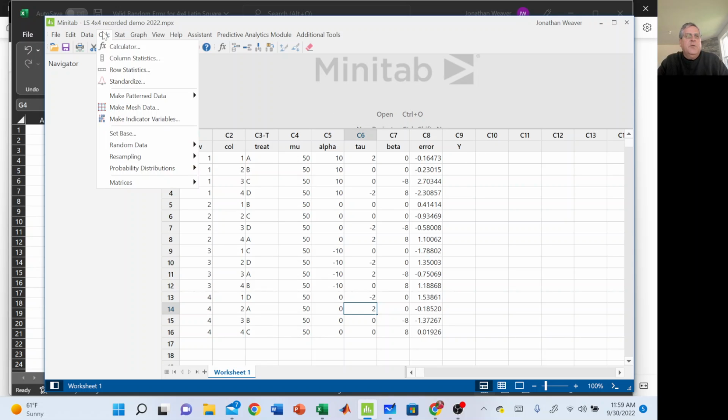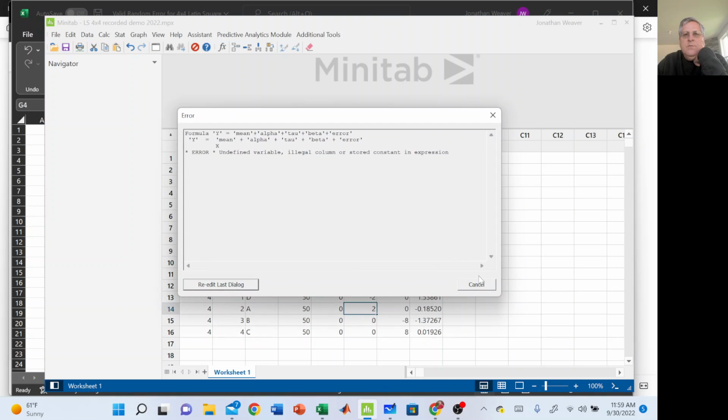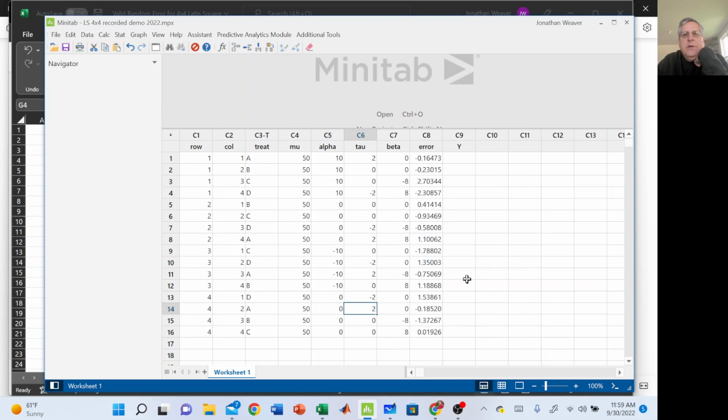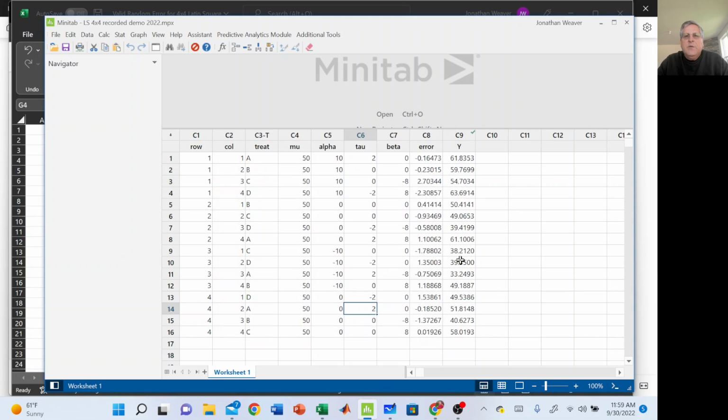So we can just use the calculator here to calculate what our data would look like if this were our model. And I think I already have it in here. Mean plus alpha plus tau plus beta plus error. Okay, apparently I named something different. Oh, mean is not mean. Here it's mu. So instead of mean, it's mu. That should work. Alpha, tau, beta, error look like what I named everything else.